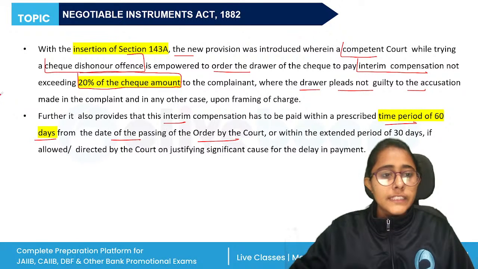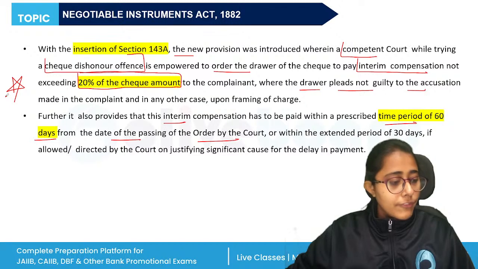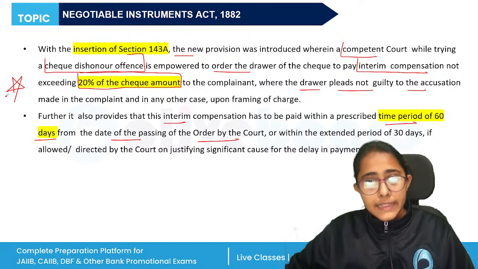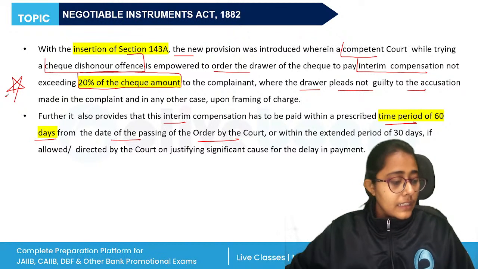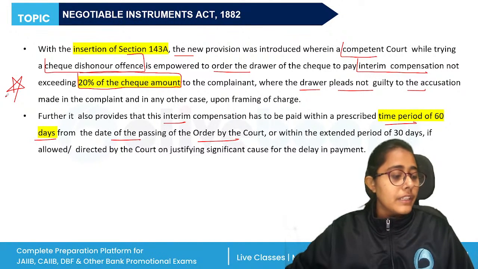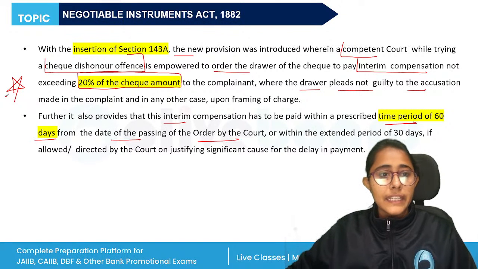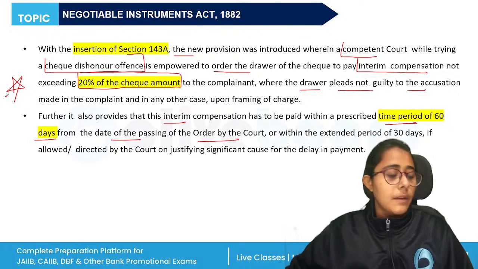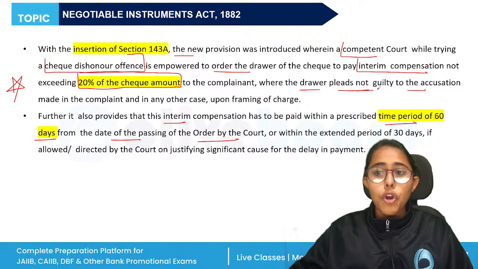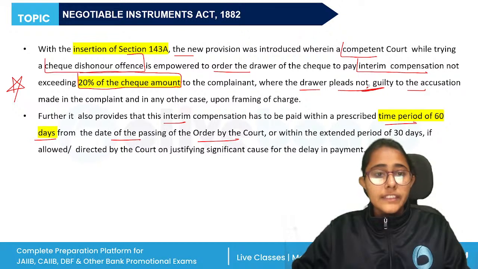All right, so the first thing is that whenever a check dishonor offense is brought to the court, the plea can be made that the dishonor was not there, and here the order will be given to the drawer of the check to pay the interim compensation not exceeding 20% of the check amount, where the drawer says that they are not guilty of the accusation made in the complaint. So this is given in section 143A.